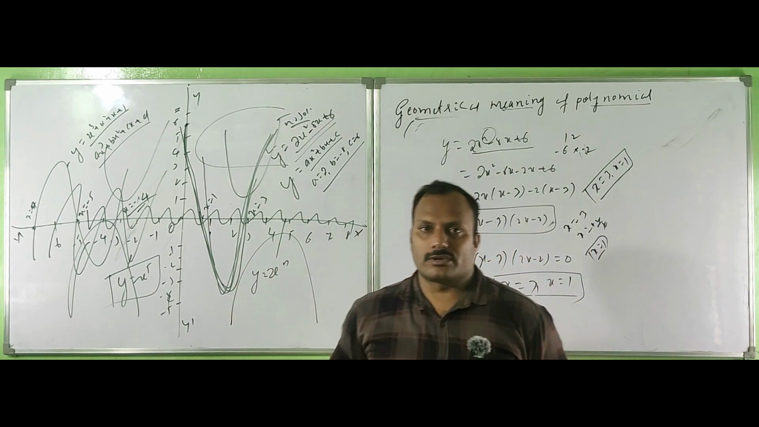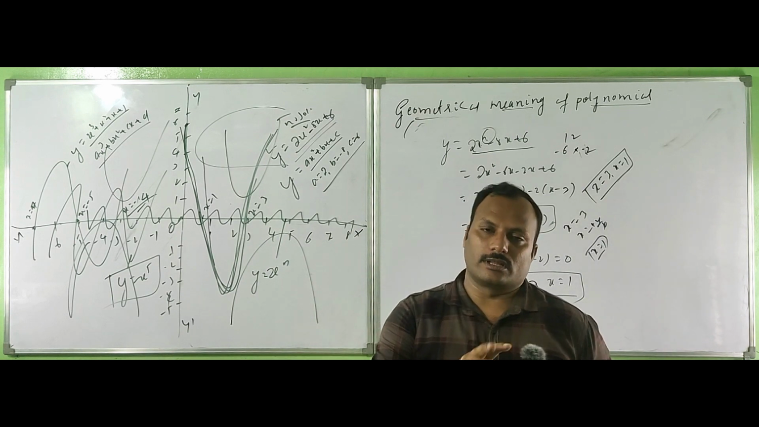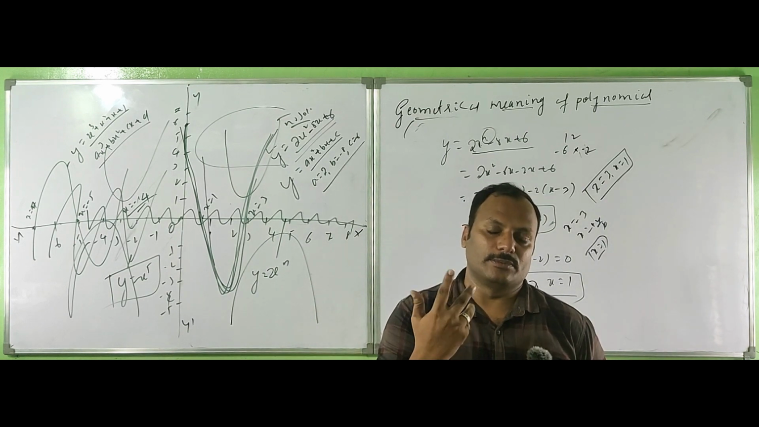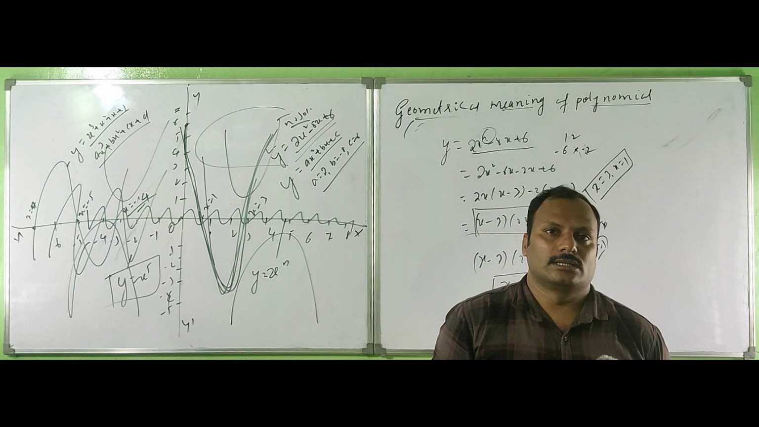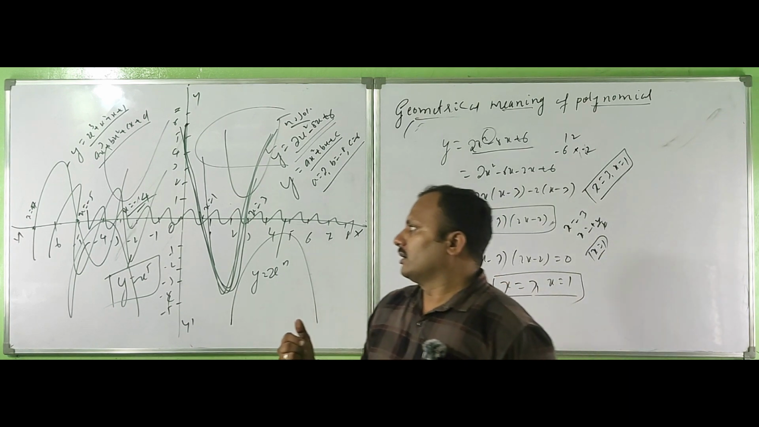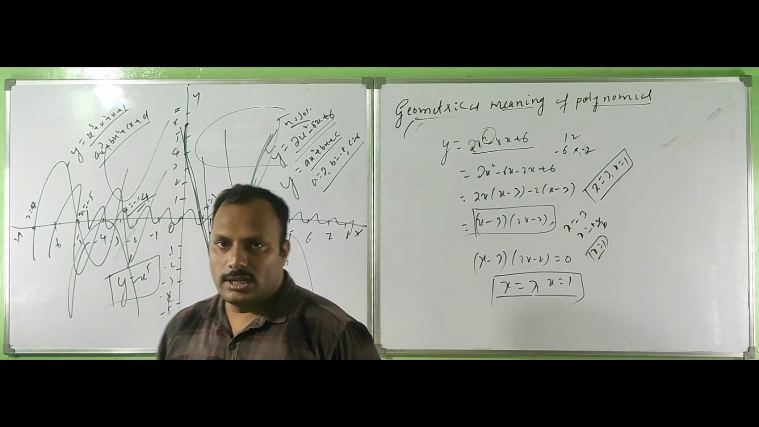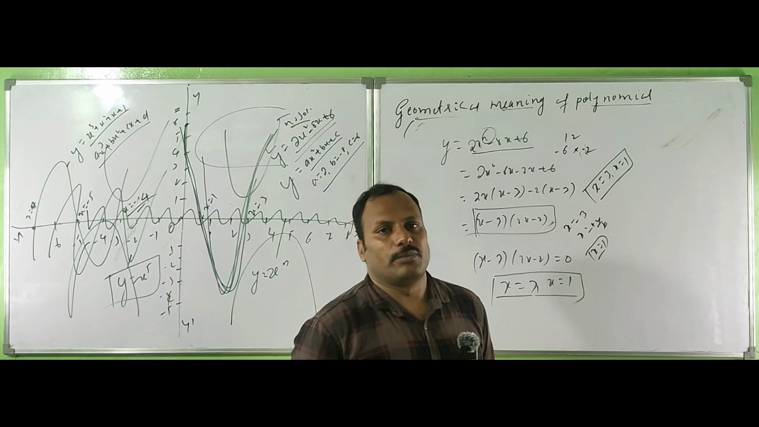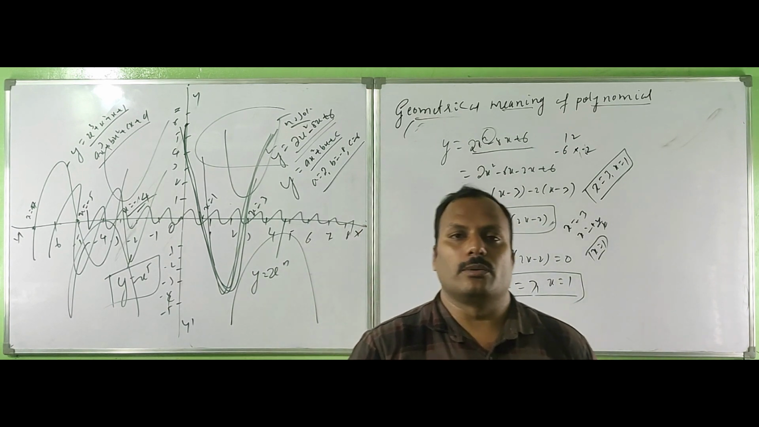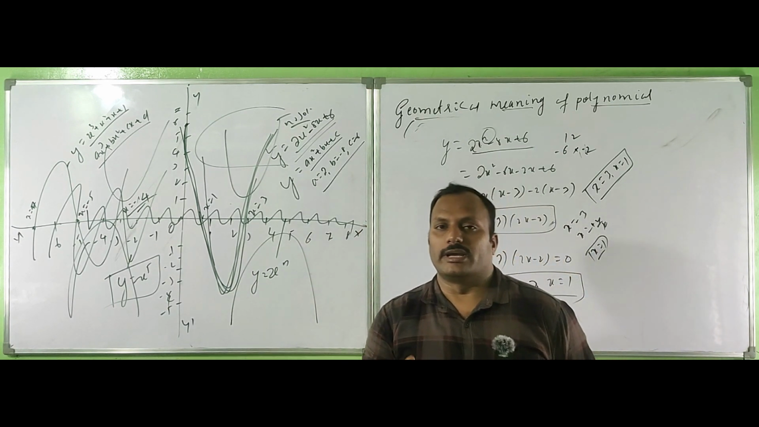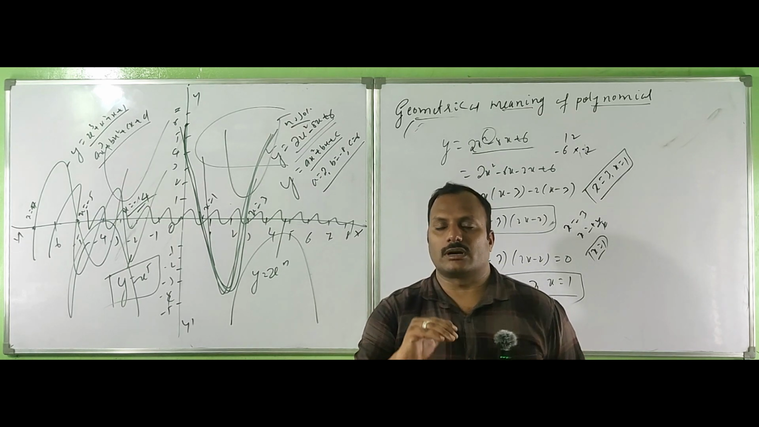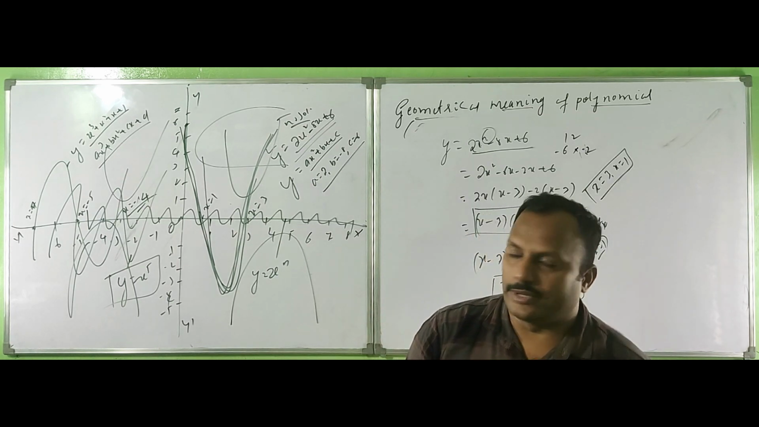The main focus is the degree. They will ask you what is a degree, what do you mean by degree. And the zero of a polynomial: the value of x where the whole equation becomes 0 is called a zero of the polynomial.